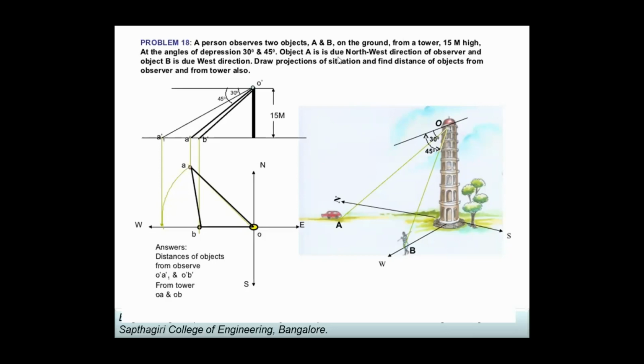The object A is due northwest of the observer and object B is due west. Draw the projections of the situation. This is the answer. The observer is here at a height of 15 meters. From here at 30 degrees I draw a line which meets at this position, which is the true length. Similarly at 45 degrees I have drawn a line. With respect to this observer, the two positions A and B are represented by north, east, west, south directions instead of the XY line. One position is taken as the reference, the west position, and that is observed with respect to due B.